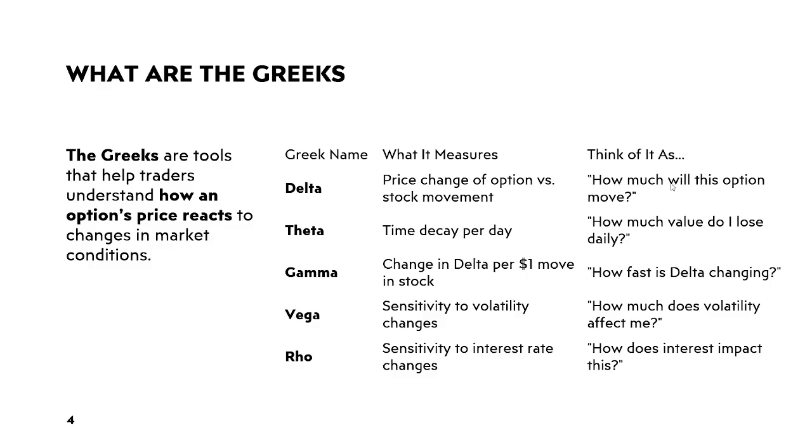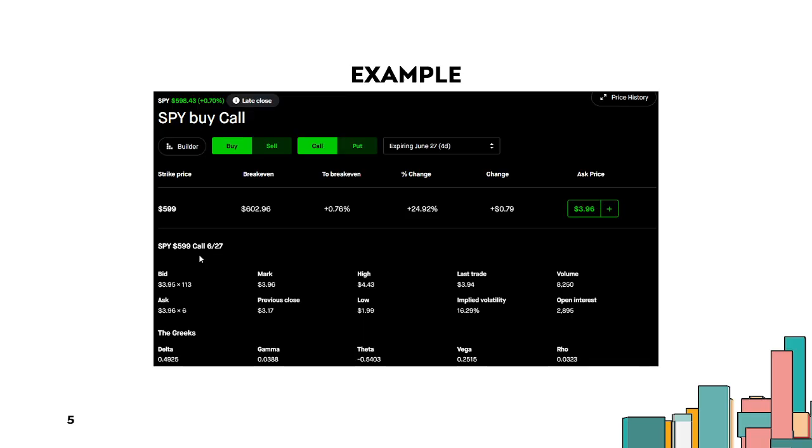When it comes to delta, how much will this option move? So for every dollar that the stock goes up, how much is my option going to move? That's how you use delta. What we're not going to go over is rho. And vega is not as important, but delta, theta, and gamma are pretty important, right? So with that, here's an example.